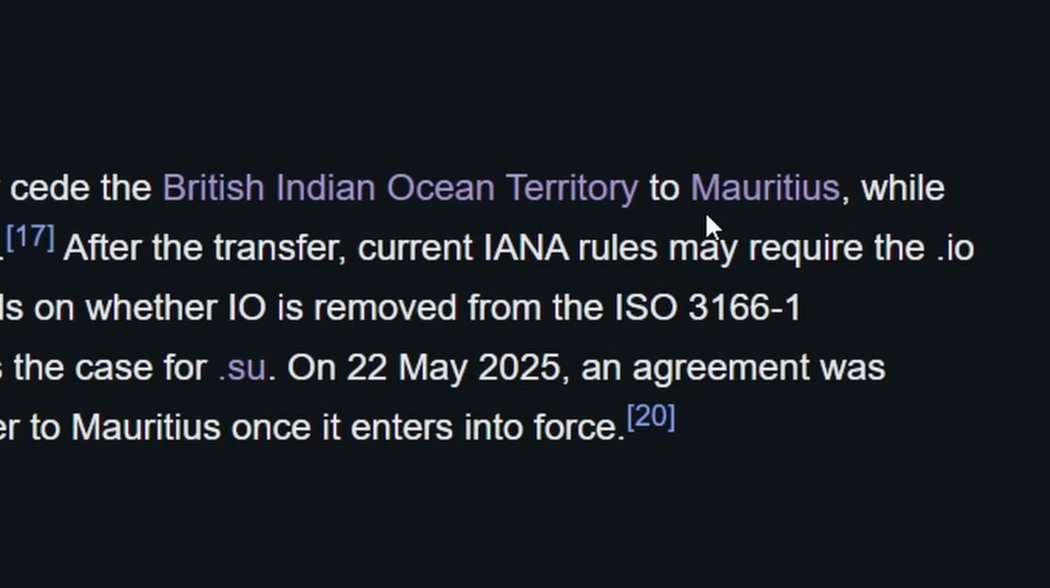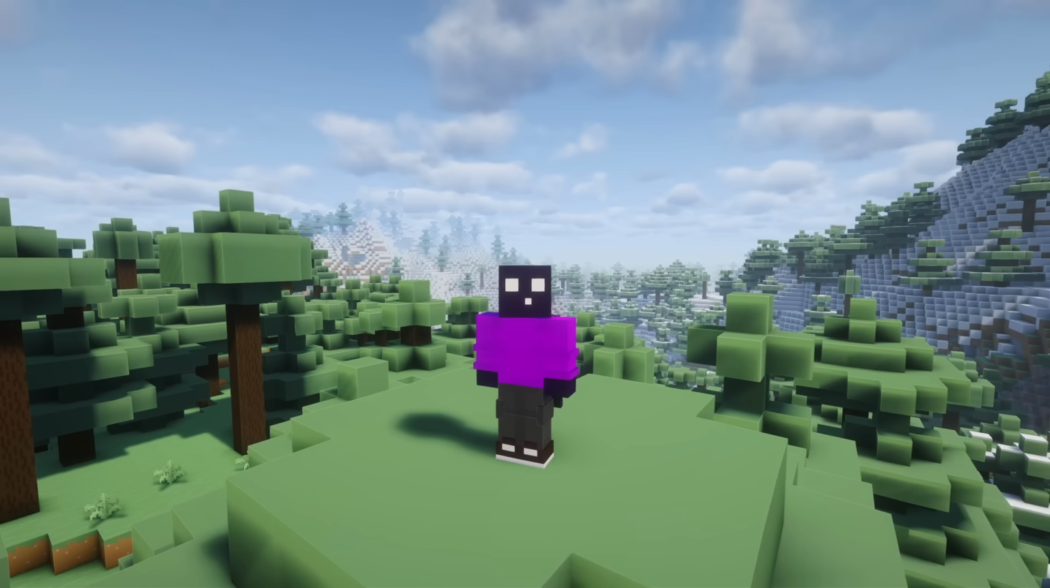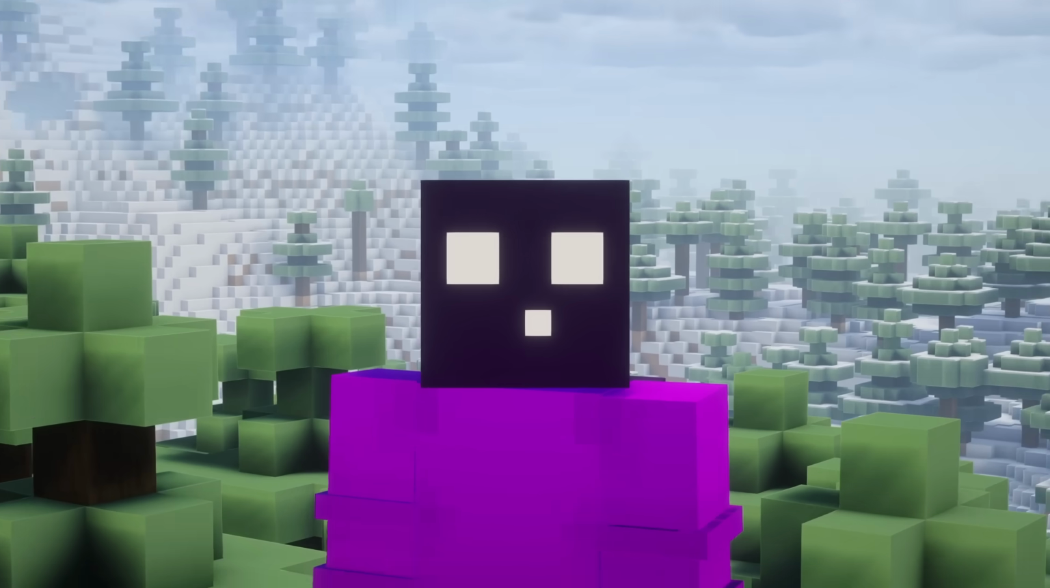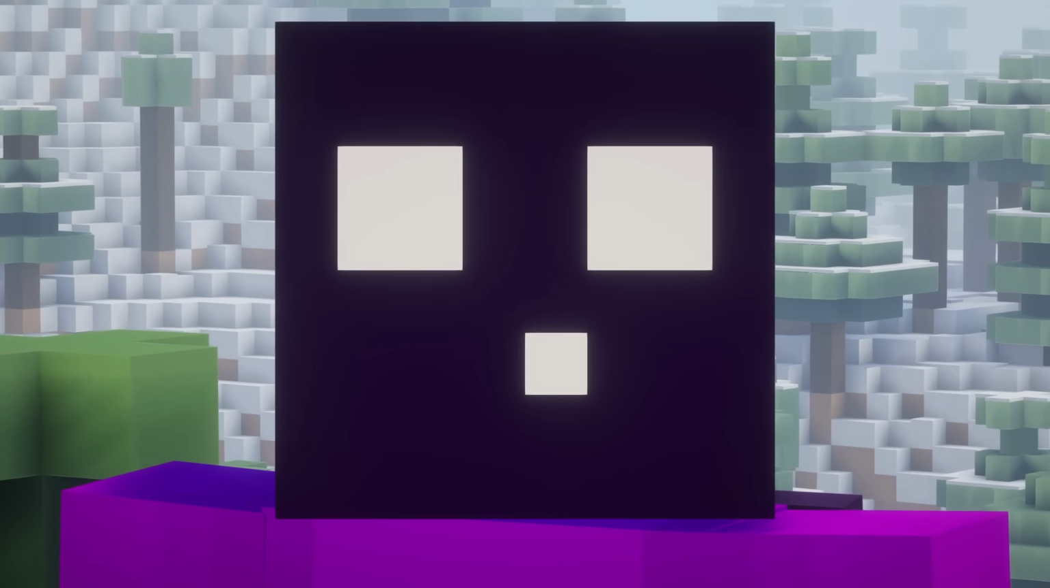Sorry, I probably mispronounced that as well, but this basically means that the United Kingdom is going to transfer the islands inside of the British Indian Ocean Territory to another country, which then means that the British Indian Ocean Territory will cease to exist. And if a country doesn't exist anymore, it doesn't need a domain.